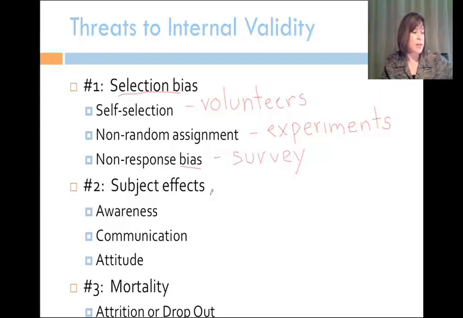And subject effects are people who are in the study. In some way, it's possible that the awareness of being a test subject could in some way bias the results of the study. Also, if subjects who are aware talk with each other, that could bias the study. And finally, attitude of the subjects could bias the study.